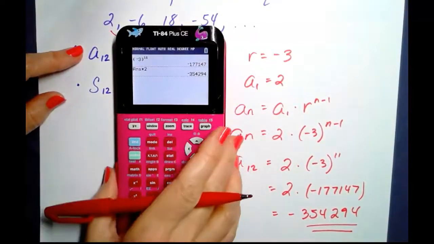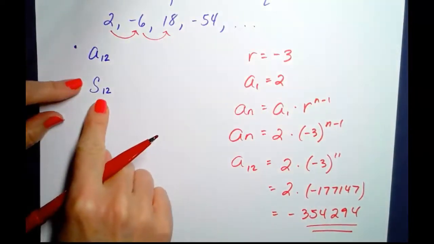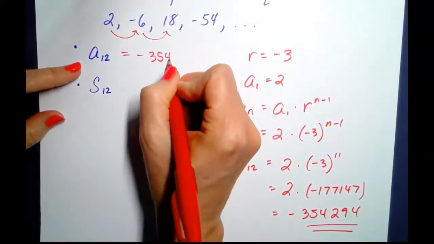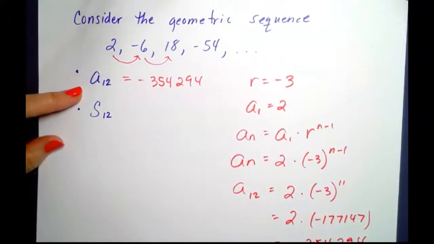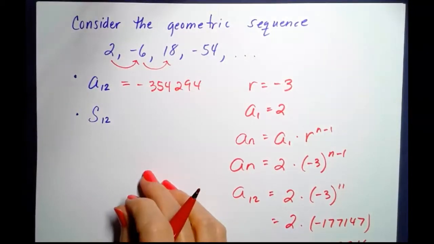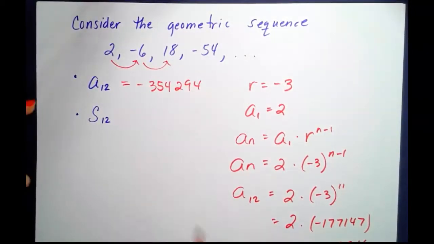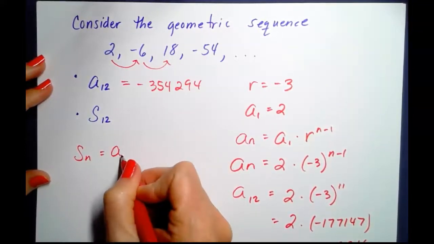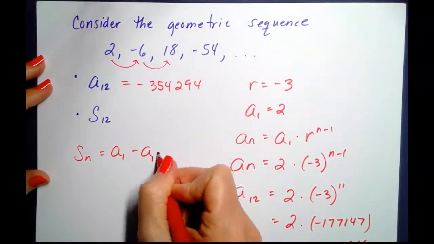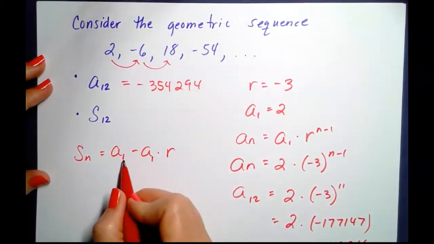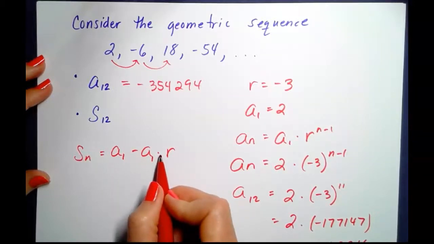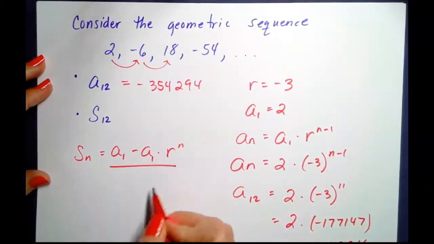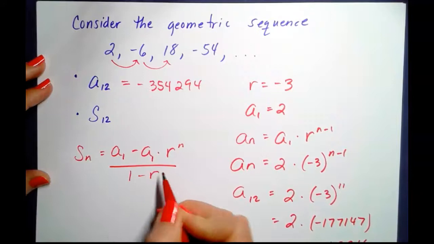So we need a sub 12 because of our formula for the sum of a geometric sequence, and I'll just write this in so I can move the camera back down. There we go. So there's our a sub 12. Our sum formula is S sub n, and this is right on our Google site, and yes, you should have it in your notes. So S sub n equals a sub 1 minus a sub 1 times r to the nth, divided by 1 minus r.